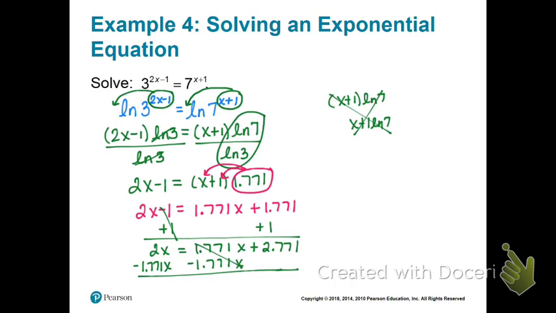I don't even know what that says. It says 2 minus 1.771. Both of them have an x. Point what? 0.229x equals 2.771. So we're going to divide by the 0.229. And we get x equals.